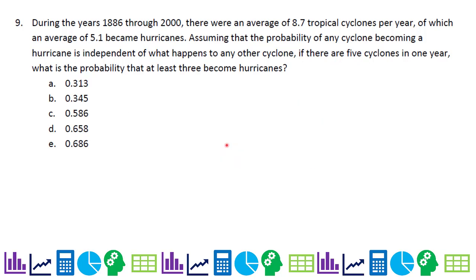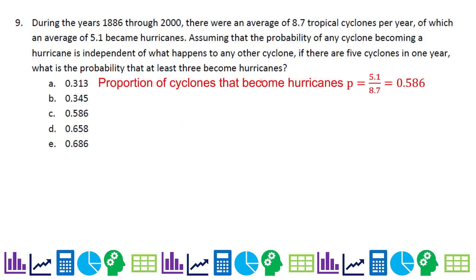So now we'll get to calculating. The proportion of cyclones that become hurricanes is, on average, 5.1 out of the average of 8.7, or 0.586. We know we have 5 trials, and we want the probability that 3 or more become hurricanes, at least 3.